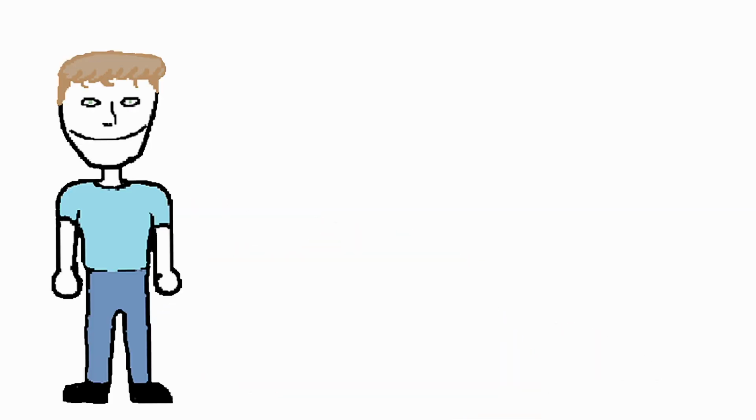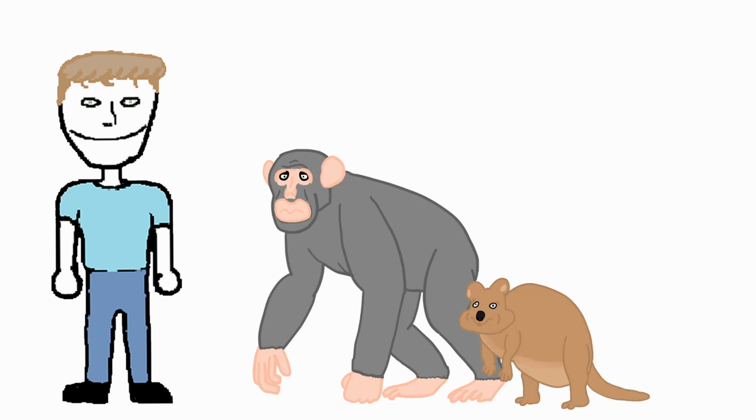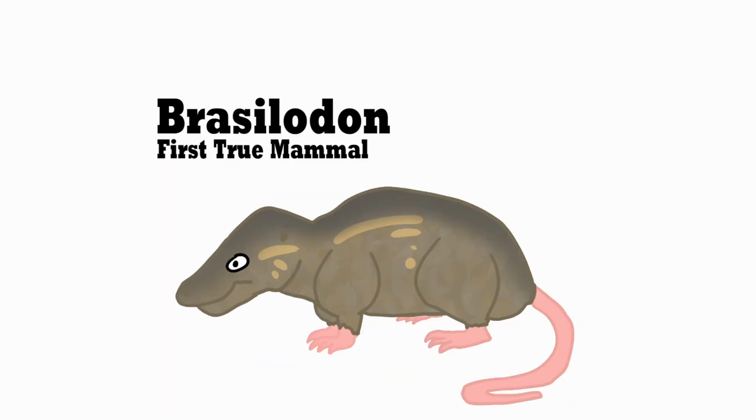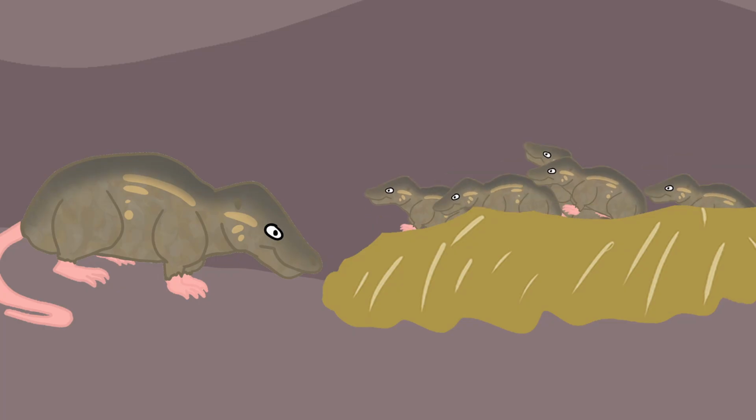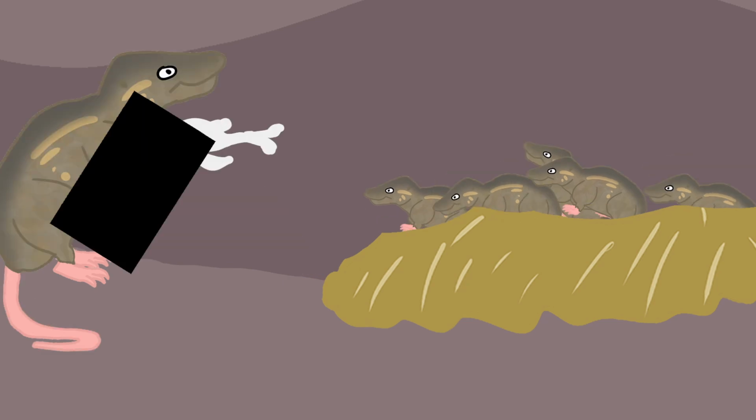The first of this new furry lineage, what would soon become chimpanzees, quokkas, and your cousin Stevie, was Brasilodon. The first mammal evolved from synapsid reptiles. Brasilodon was a small shrew-like animal with a revolutionary new ability to shoot nutrient-rich nectar out of its nips.